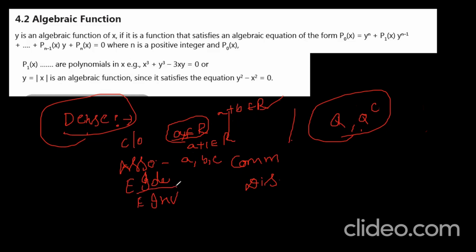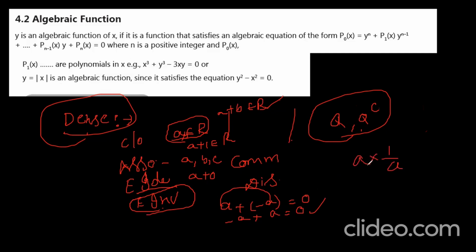Next, existence of identity: a plus 0 is equal to 0 plus a is equal to a for all a belongs to R. And existence of inverse: if a belongs to R, then a plus minus a is equal to 0, minus a plus a is equal to 0. Then minus a is called the additive inverse. If you go with a into 1 by a, then 1 by a is the multiplicative inverse of a.